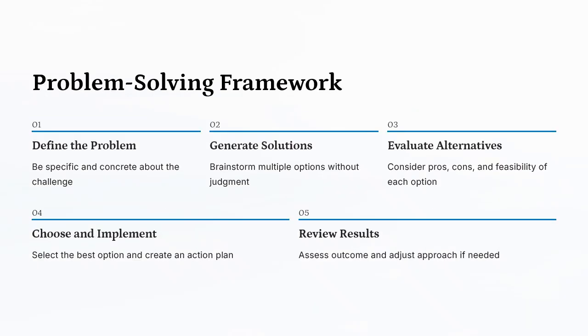The problem-solving framework. 1. Define the problem. Be specific and concrete about the challenge. 2. Generate solutions. Brainstorm multiple options without judgment. 3. Evaluate alternatives. Consider pros, cons, and feasibility of each option. 4. Choose and implement. Select the best option and create an action plan. 5. Review results. Assess the outcome and adjust the approach if needed.